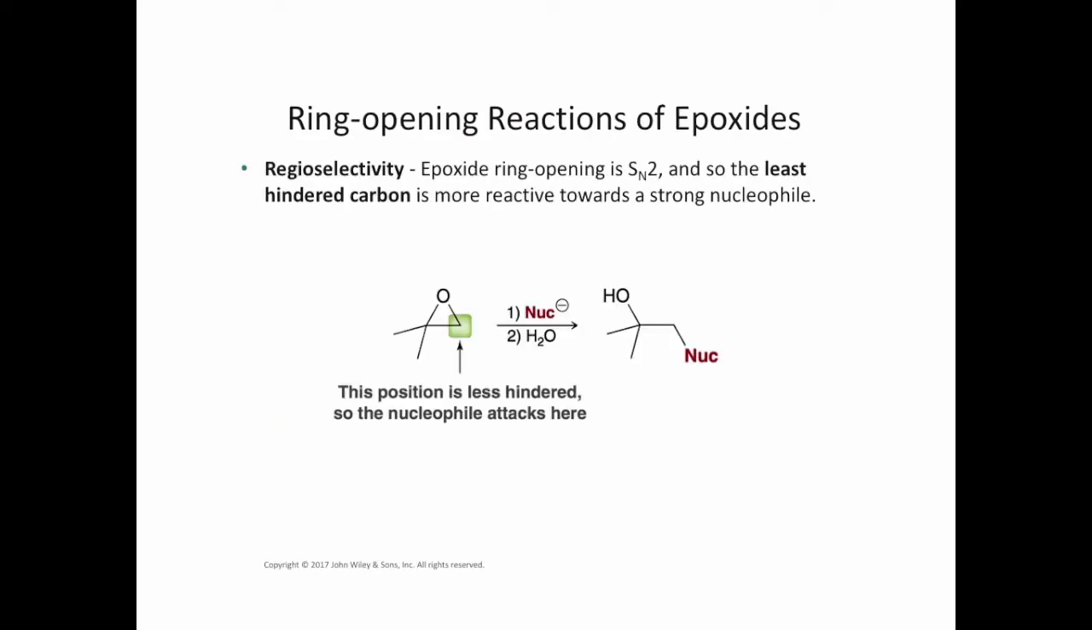For these types of ring opening reactions, they occur via SN2 mechanisms, and the least hindered carbon is going to be attacked by the strong nucleophile. So this carbon has 2 hydrogens on it, so it is much less sterically hindered than this carbon, which has 2 methyls. So the nucleophile is going to attack that carbon and open up the ring. The second step with water is simply going to protonate the O- that is formed.